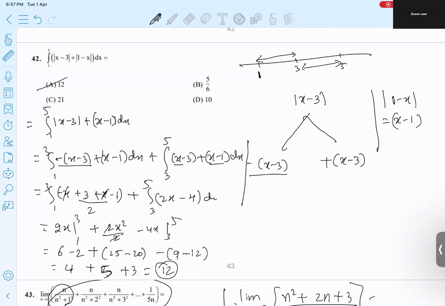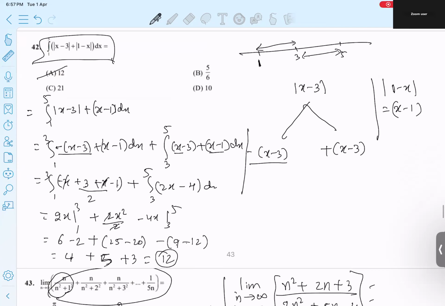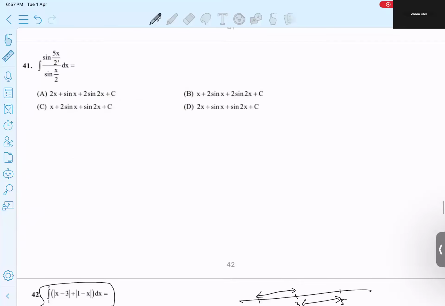So these questions are taken from definite integral. You will get 2 to 3 questions from the definite integral, students. Those who are thorough with the NCERT problems can easily solve these questions. Moving on to the next one.